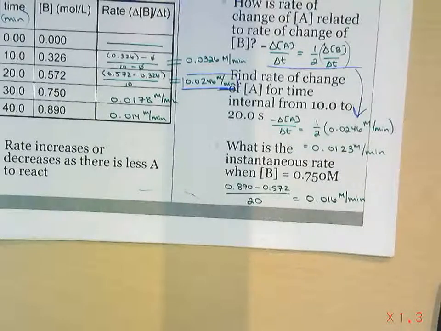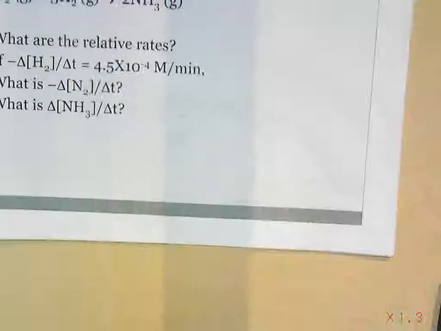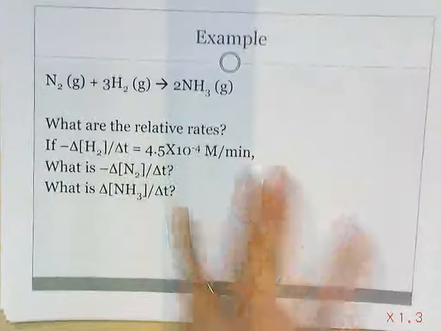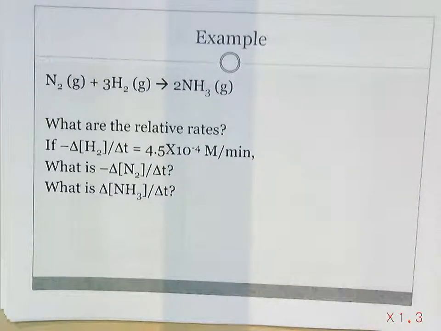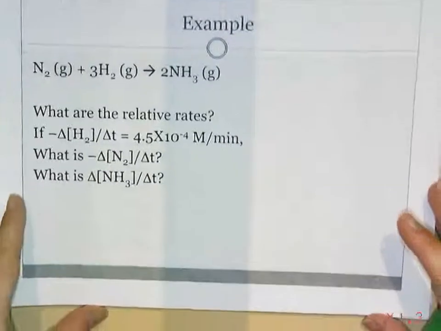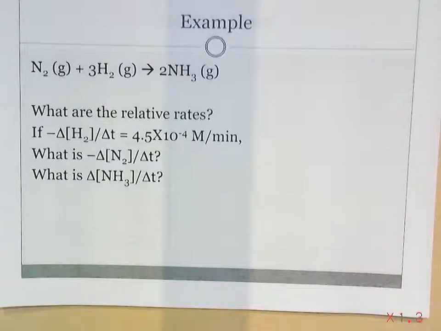So how about we do some more practice? Because everybody looks a little blown away. All right, let's try this problem. Doesn't have a table of data in it. It should be a little more straightforward. All right, so now I have nitrogen reacting with 3 hydrogens to make 2 ammonias. First thing I want is the relative rates. So I want the rate equal to rate equal to rate equal. That's what I'm asking for.